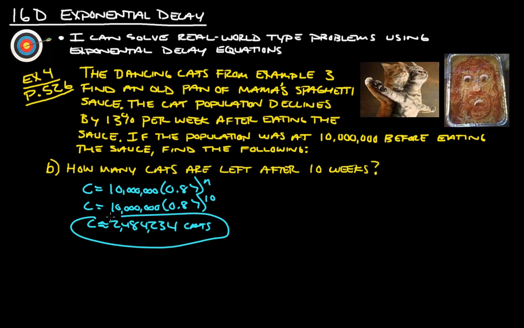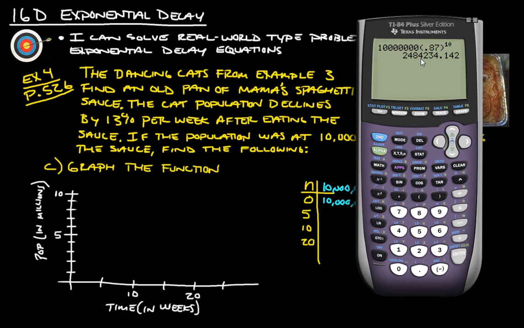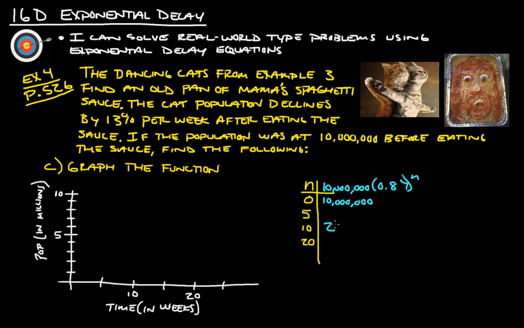All right? Okay, let's take a look at another one here. We're going to graph the function. And so, again, you're always going to want to put your time on your x-axis and your other variable on the y, so in this case, the population. So let's put our equation in here, which is 10 million times 0.87 to the n, where n is the weeks. If you put a 0 in for n, that's the original population, which we already know is 10 million. So there's one population point. We just did 10, which is 2,484,234. So that's the 10.